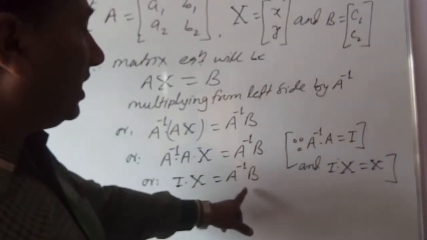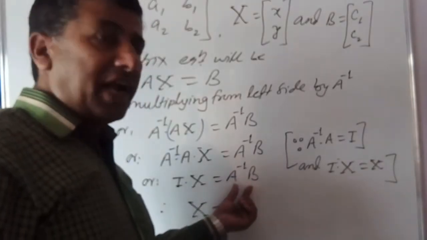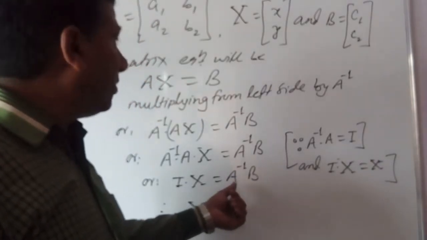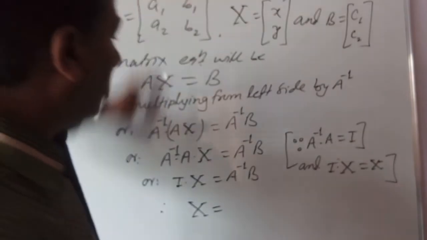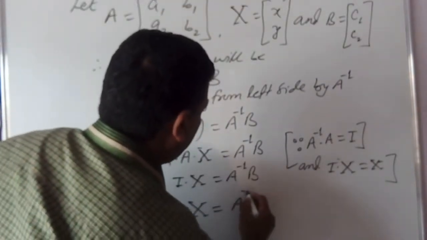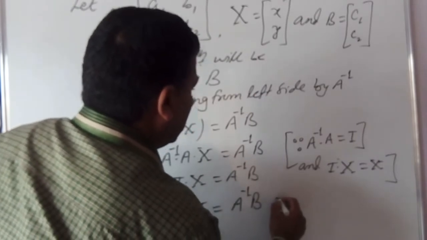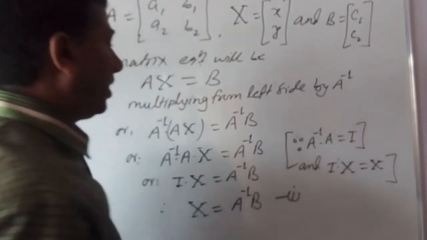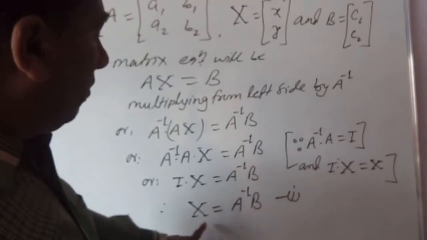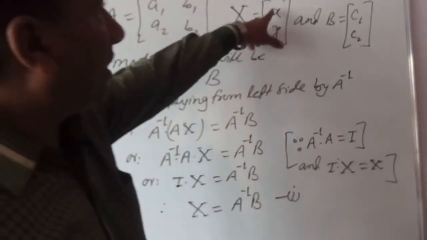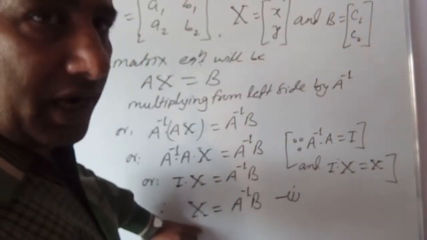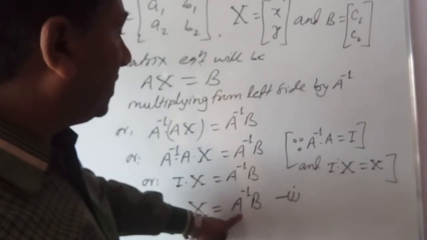Now if you say this, what is here on the right-hand side, find the value of the inverse of A. I'll write here A inverse B. This one is, let's say, equation 1. Now this X means XY, we can write the value of XY. Now we found this equation 1.